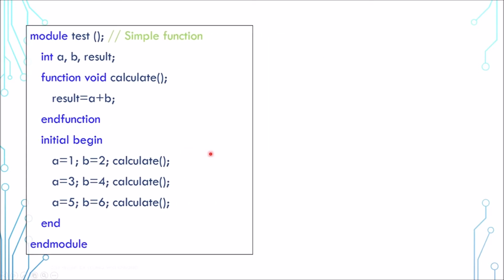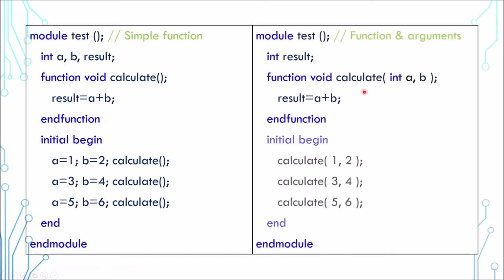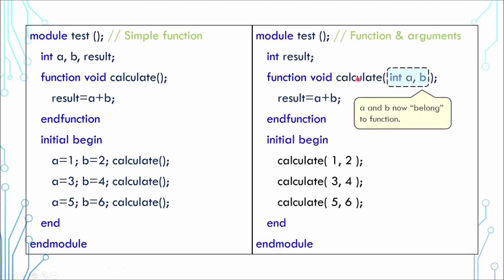Looking at the code here, it is in general a big, messy code. The module contains variable a and b, the initial block modifies a and b, and the function uses a and b. We can move a and b to the function as argument. A and b are then handled by the function internally, and the code looks somewhat cleaner. The module does not contain the variables directly, and the initial block does not need to modify the variables anymore.